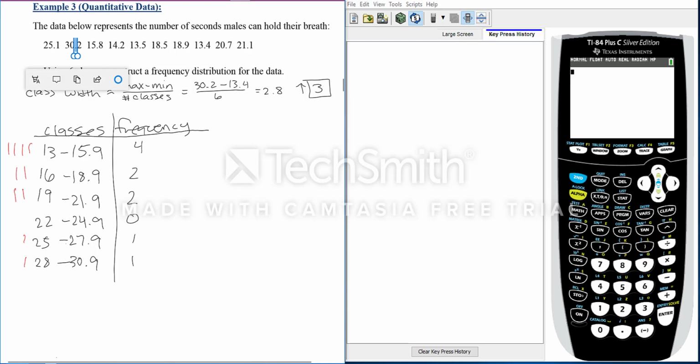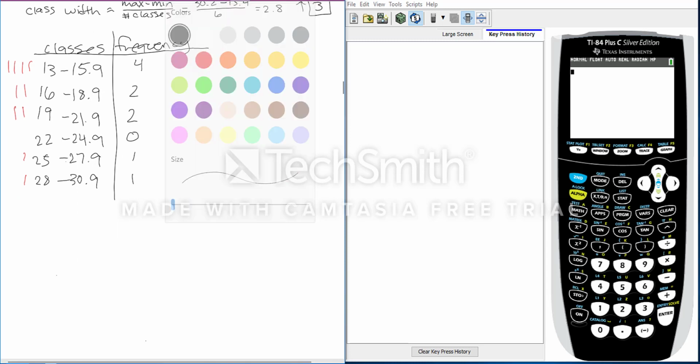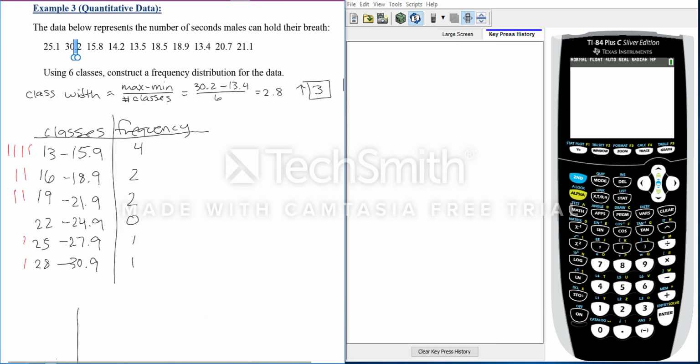Now, if you wanted to create a histogram using the graphing calculator, first come up with your x-axis and y-axis scales. So first we're going to come up with our scales. On the x-axis, we're going to need 6 classes. So this is a first class, that's a second class, third class, fourth class, fifth class, and the last one is our 6th class. Our classes, I just call them classes. You could have called them number of seconds or time holding breath.